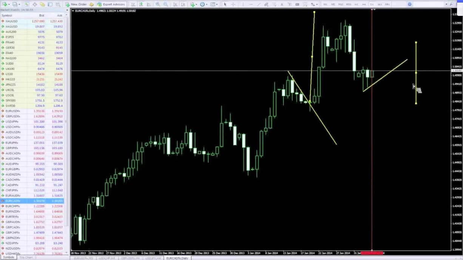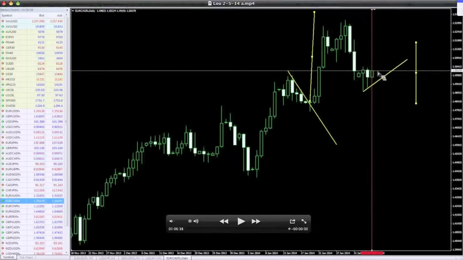Okay, pullback candle heading back toward the ascending wedge. Well, not necessarily. Let's wait more.